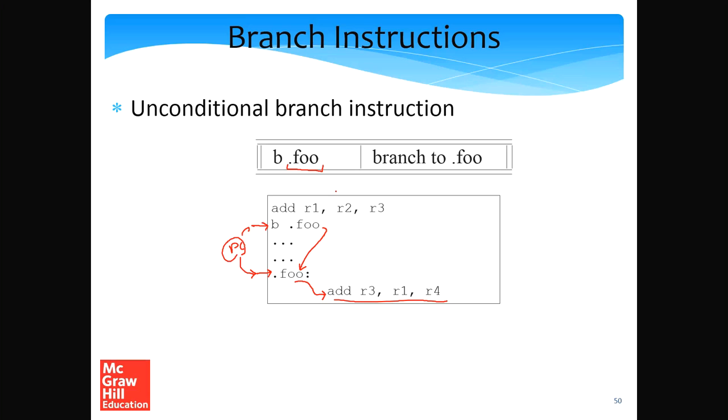So the branch statement in assembly is very simple. We just write b and then the name of the label. So the format in this case is b and the name of the label.